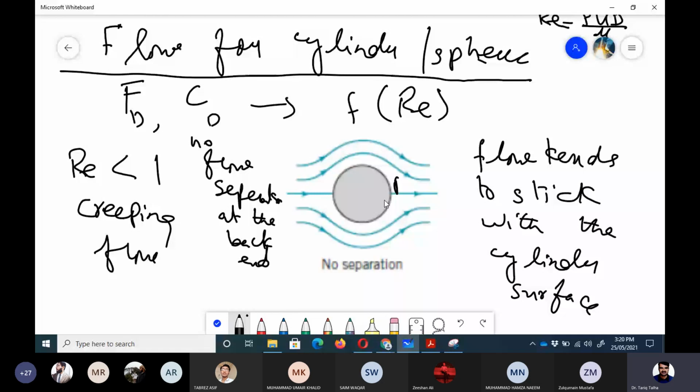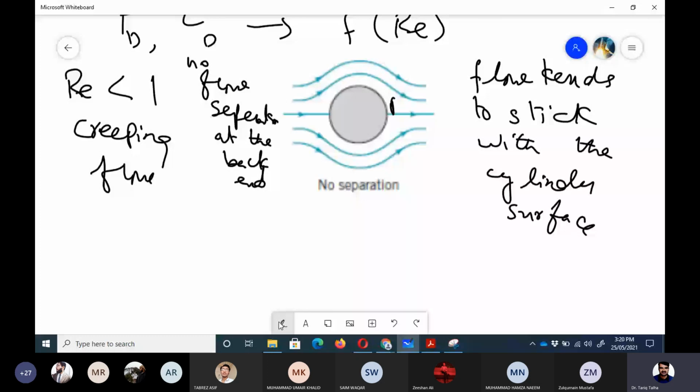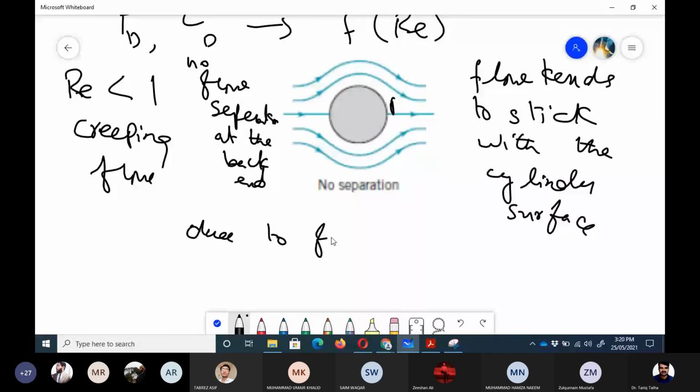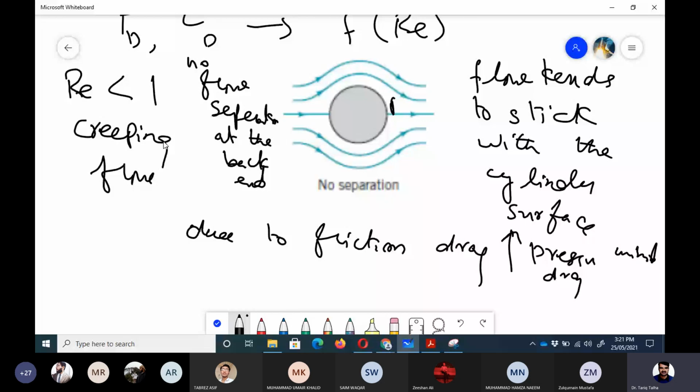So it means that when the Reynolds number is less than 1, the total drag force in this scenario is predominantly due to friction drag, because friction drag is due to the wall shear stress at the cylinder surface. Because the surface area available for friction drag is maximum, as the flow is sticking with the cylinder surface, friction drag would be higher. Pressure drag is minimal. Right. So this was the case when we have got creeping flow.